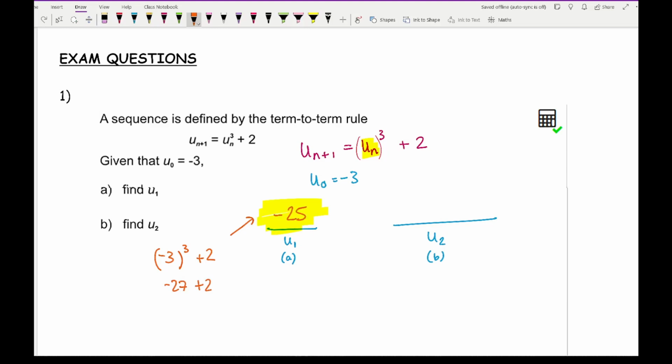Then for this u2 value, it's going to be the previous term, which is u1, which is minus 25, cubed plus 2. Now if I put that in brackets, minus 25 cubed, plus 2, I get an answer of minus 15623, and there is my value of u2.